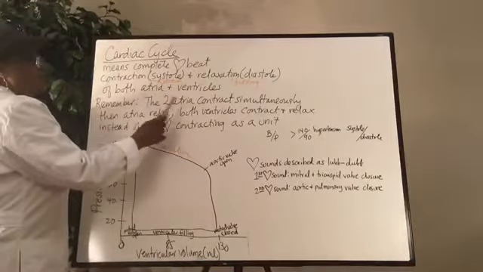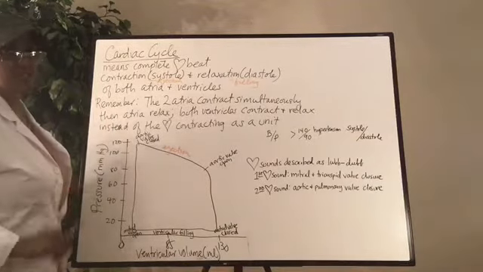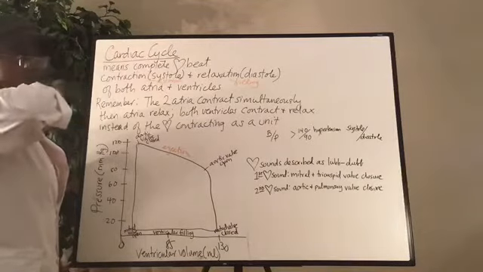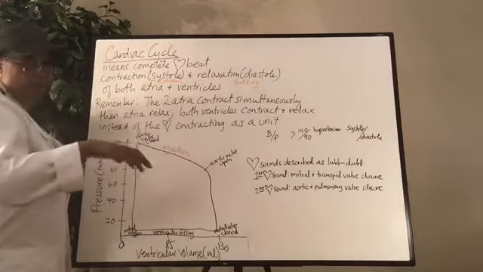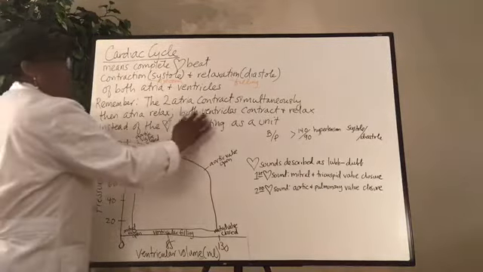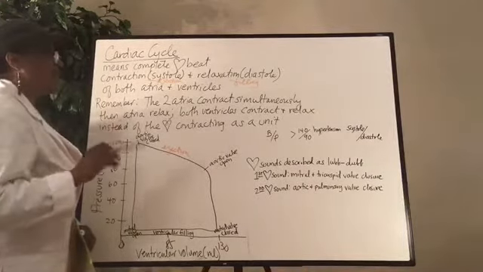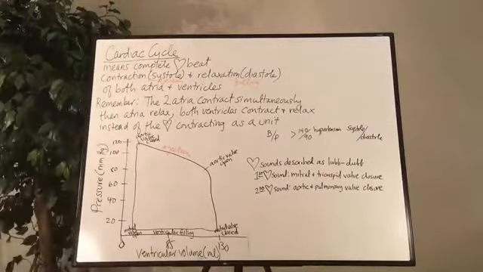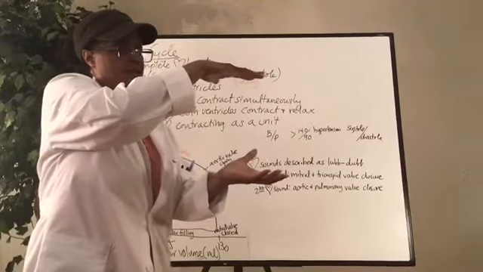So remember, the two atria contract simultaneously, then the atria relax. So the two atria that are on top depolarize, or they contract, and then they repolarize and relax. Both ventricles contract and relax, instead of the heart contracting as a unit. So let me see if I can demonstrate this. You say the atria on top, right? The ventricles at the bottom on the lower aspect.